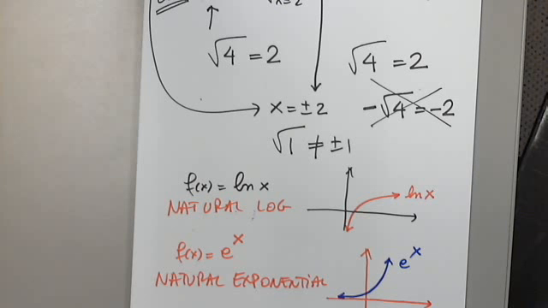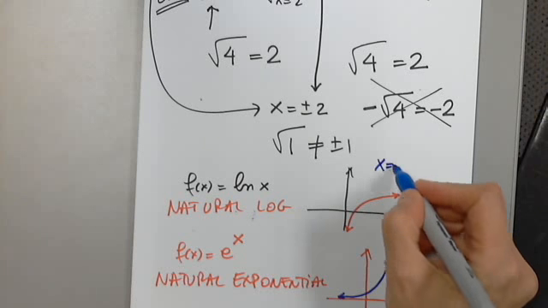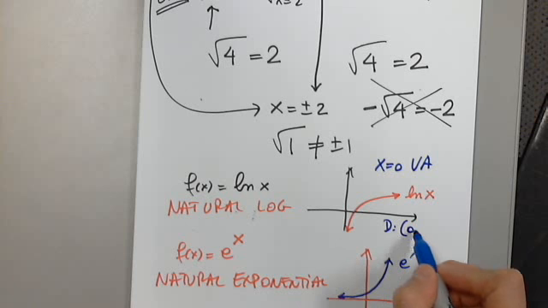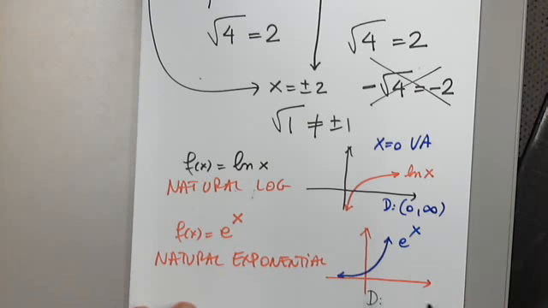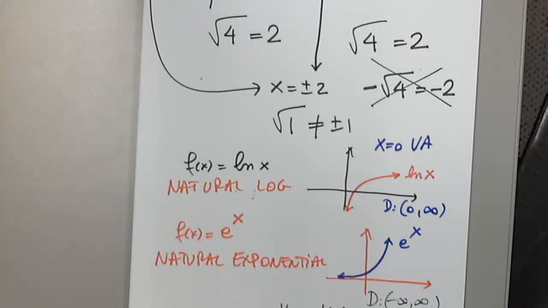These two functions are inverses of each other. So now what can you say about e to the x? I'm going to write here x equals 0 is a VA, and domain 0 to infinity. Now, when we refresh our memory on this exponential function, what will you say about its domain? Of course, all real numbers. And it has something very specific. Yes, but only at negative infinity. So y equals 0 is a horizontal asymptote at negative infinity only.